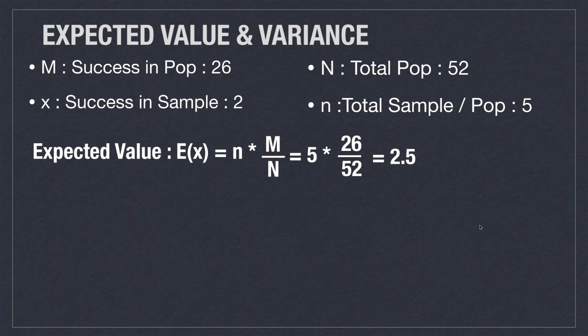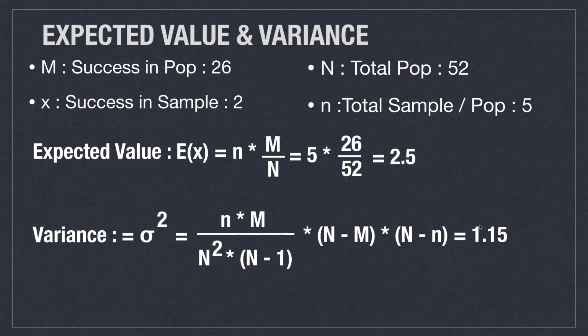And here what I want to do is calculate the expected value, which if you don't remember, is the number of successes you expect in the sample. And whenever I plug in the values, I get 2.5. And then I also will find the variance, which again is the average deviation from the mean over the long term. And if I plug in those values and work them out, you'll find that value is 1.15.